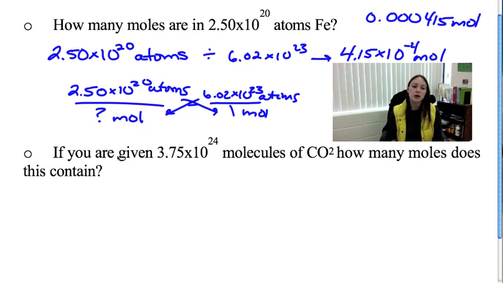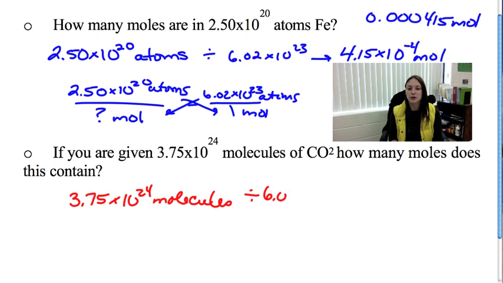The last one here, if I have 3.75 times 10 to the 24th molecules of CO2, how many moles does this contain? Same thing. Divide by 6.02 times 10 to the 23rd, just like you would divide by 12 if I was going from items to dozens. Divide by what the number stands for. You should get 6.23 moles. Again, if you don't remember whether to multiply or divide, set up a ratio.